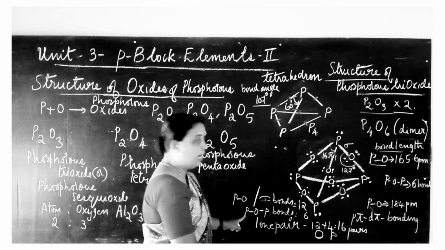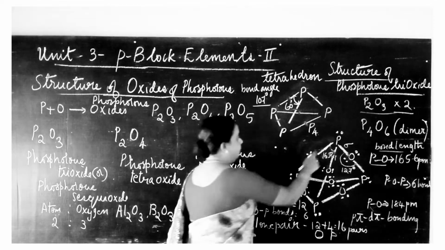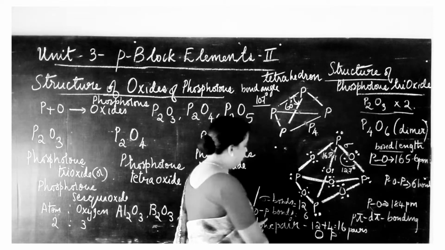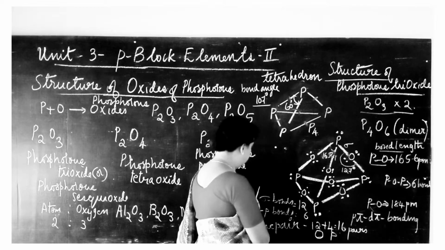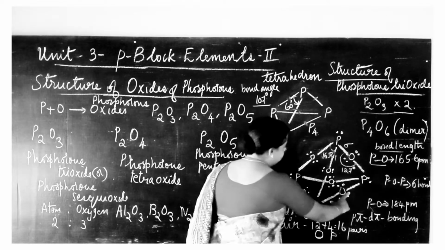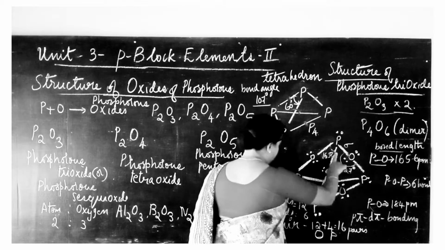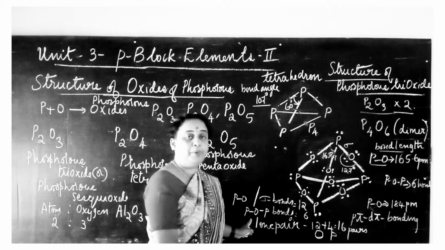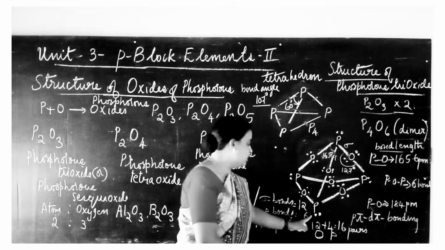Now let us count the POP bonds, the phosphorus oxygen phosphorus bonds. How many POP bonds? 1, 2, 3, 4, 5, 6. So the POP bonds are 6.